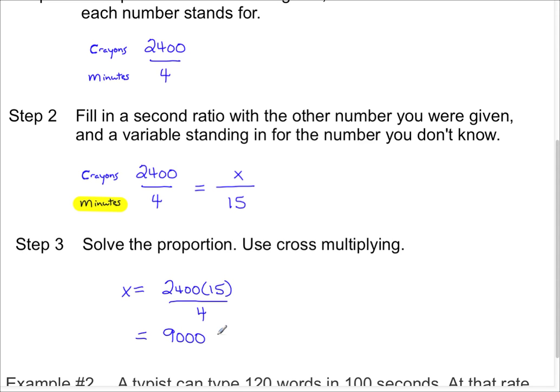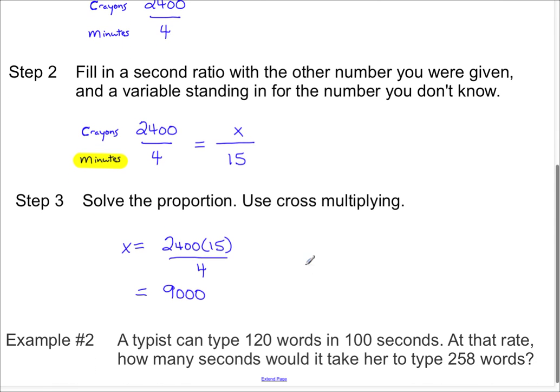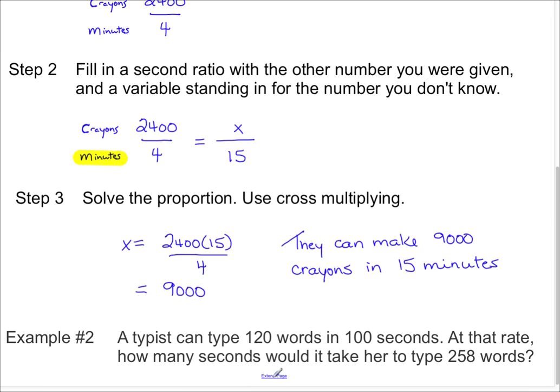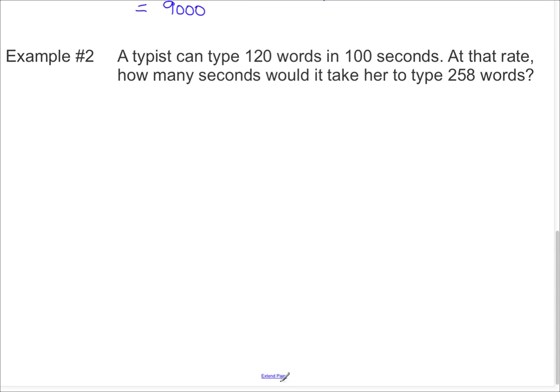9,000 crayons in 15 minutes. So they can make, this is a word problem, so we should end it with words. They can make 9,000 crayons in 15 minutes. All right, now this video may actually turn out to be a little longer than other ones because it's word problems, so I'm going to go through a few more word problems for you.